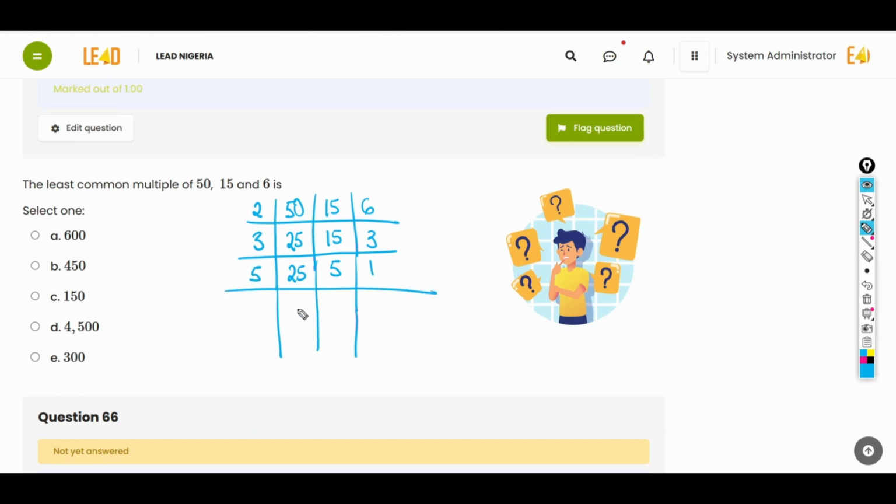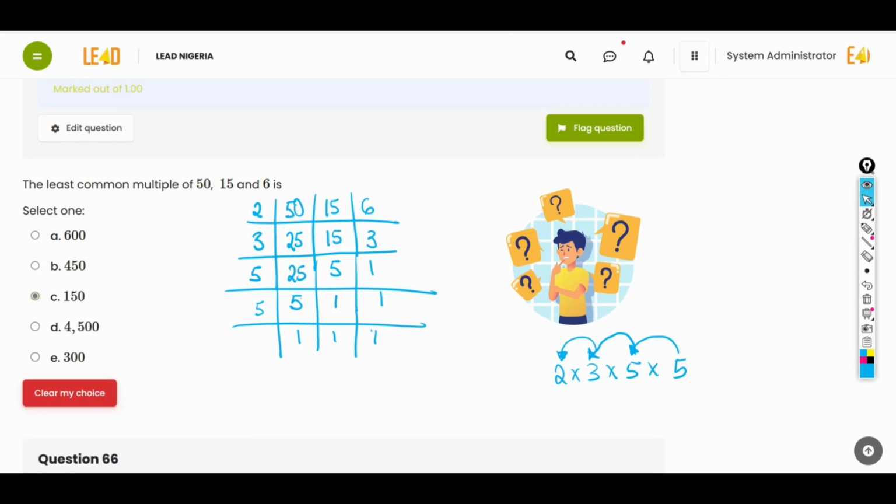Okay, we can move to 5 now. So this will give you 5 here, 1, 1. And we can finally use 5. We have 1, 1, 1. So the answer is 2 times 3 times 5 times 5. If I multiply from the back, 5 times 5 is 25. 25 times 3 is 75. 75 times 2 is 150. So the answer is C. The LCM is 150.